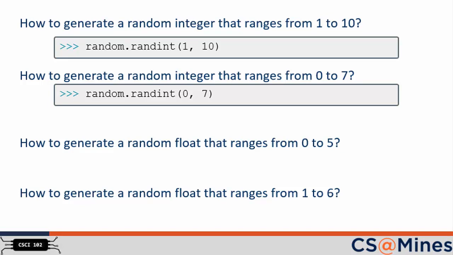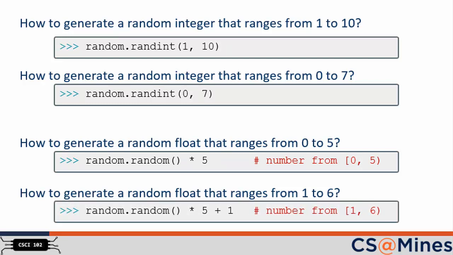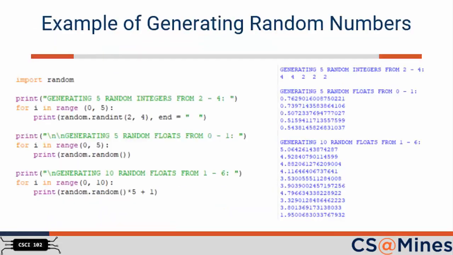We know we can generate a random float between 0 and 1 using the random function. So, how do we generate a random float between 0 and 5? Smart. We just need to multiply our random float by 5. What if we want to generate a random float that ranges from 1 to 6? How would we do that? We just need to add 1 to our previous example, which offsets our number to the desired range. Hopefully these examples make you realize you can generate any random number that you might want given some specific range.